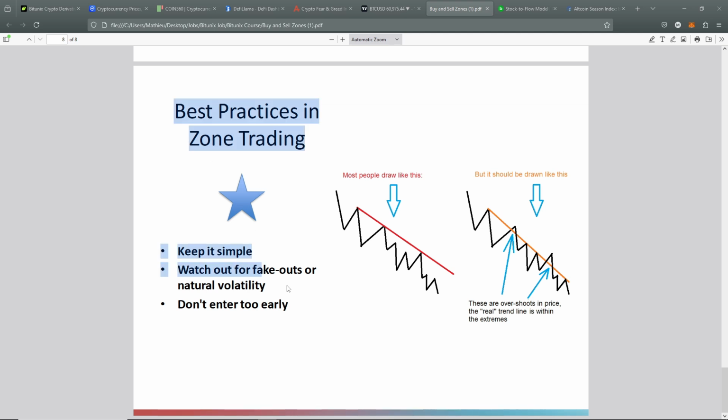Is to realize that there are going to be fake outs due to the natural volatility in crypto. Don't enter on either side, whether it's long or shorting, too early, and keep it simple, right? Remember, you're not going to always be able to draw perfect lines, okay? There's going to be overshoots, fake outs in a lot of real price examples, especially in crypto.